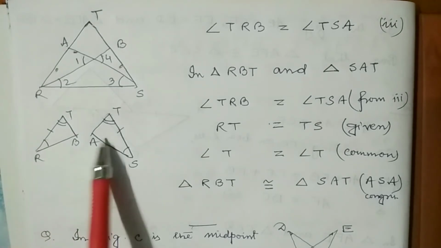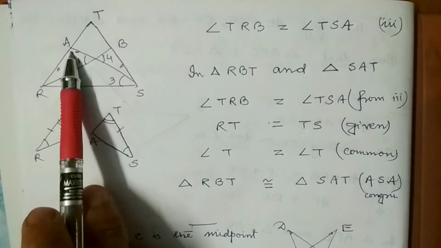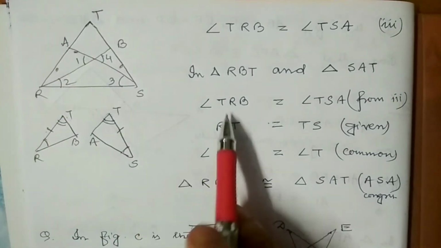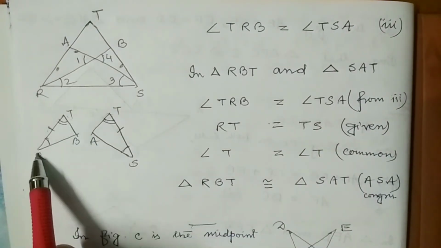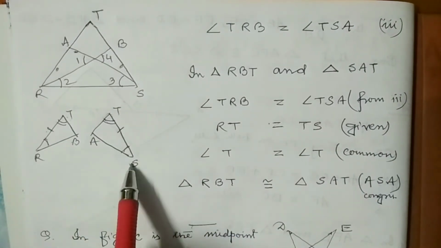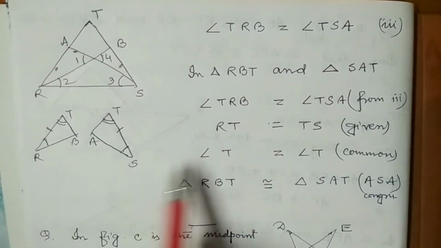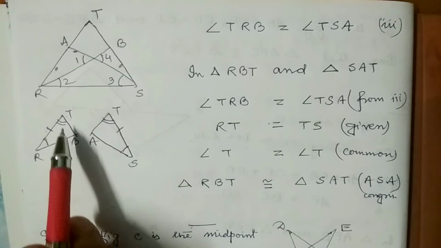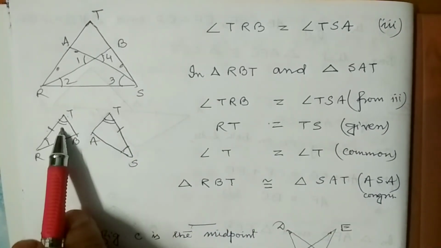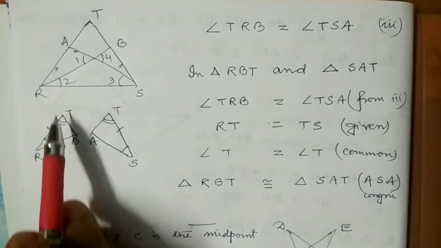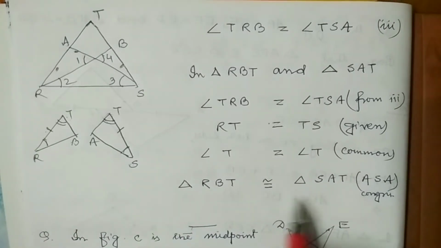I have drawn separately RBT and SAT. So in triangle RBT and triangle SAT, angle TRB equals angle TSA. It is from equation number 3. RT equals TS, it is given in the question. Angle T equals angle T. This is common since it is present in both. So triangle RBT is congruent to triangle SAT. This is what we are to prove.